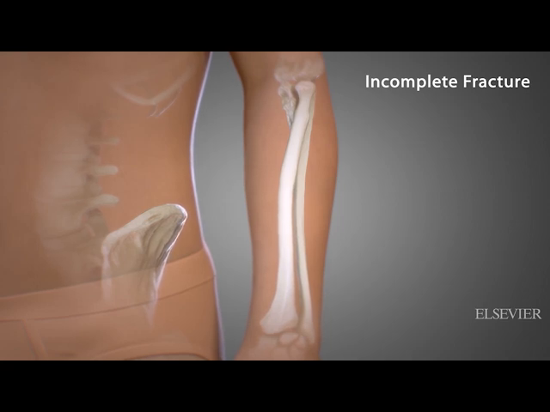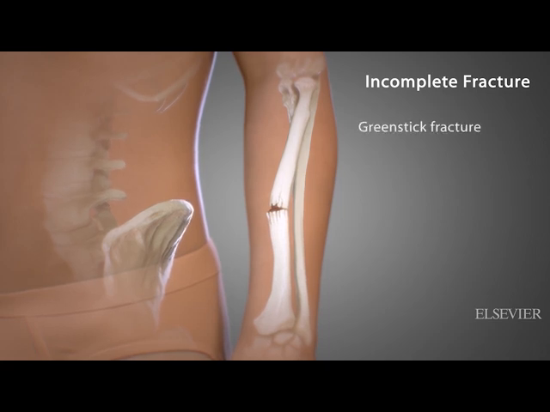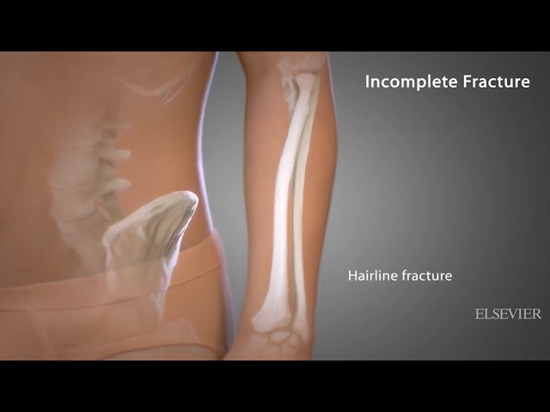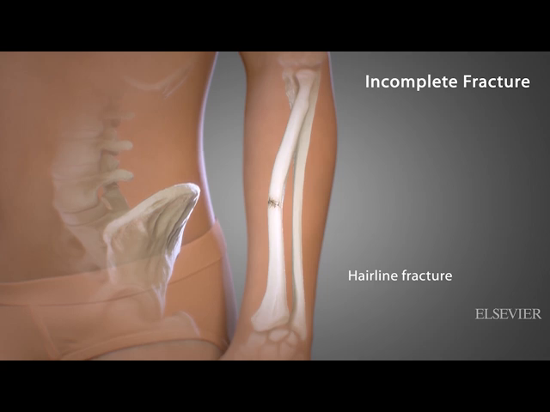Both greenstick bone fractures and hairline fractures are called incomplete fractures. A greenstick fracture is an incomplete one in which the bone bends and fractures only in the outer arc of the bend. A hairline or stress fracture is an incomplete fracture that is the result of repeated trauma over time. It causes small cracks that appear like thin lines on an X-ray image.